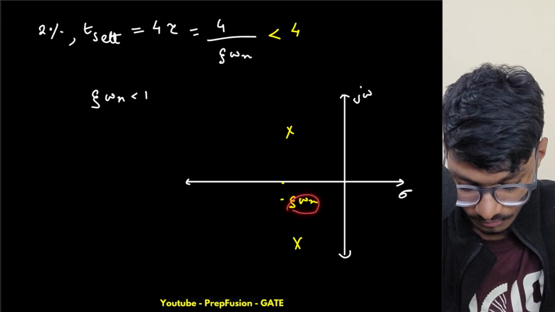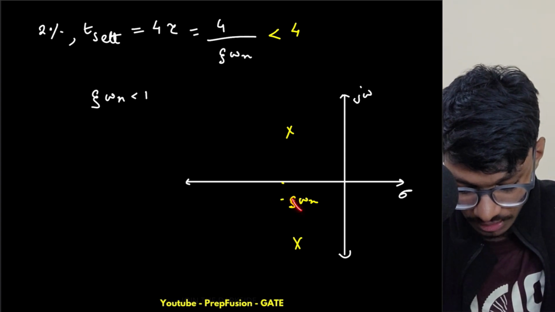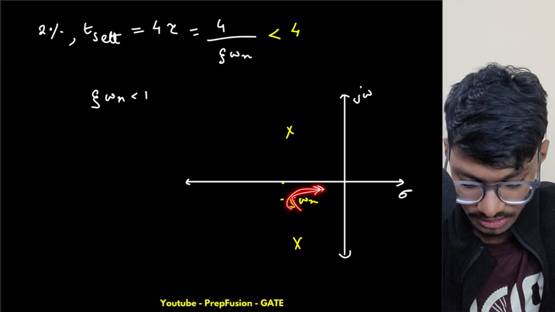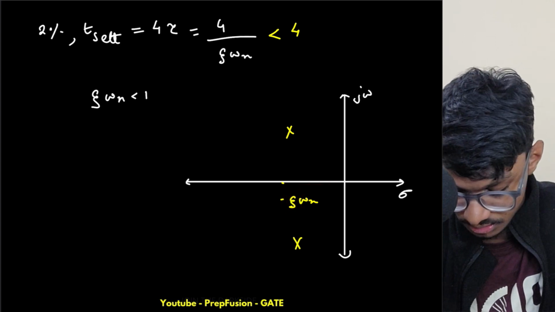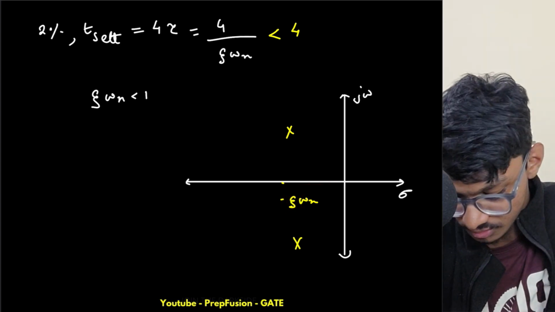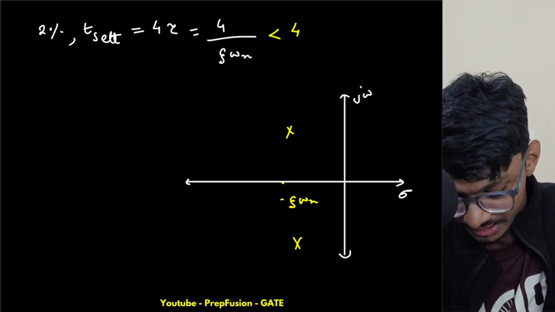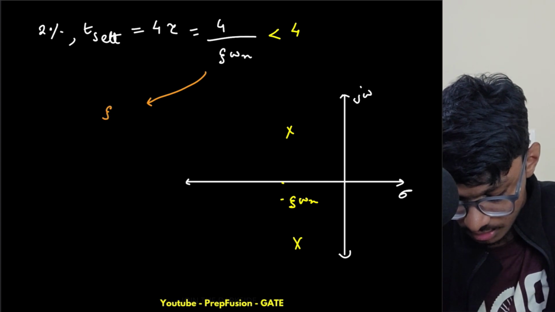That means my poles have to lie in this region. If they lie in this region, yeah, sorry, I just realized that I made a mistake over here. Zeta omega n is not less than 1. That's why you shouldn't be in a hurry. So zeta omega n should be greater than 1.